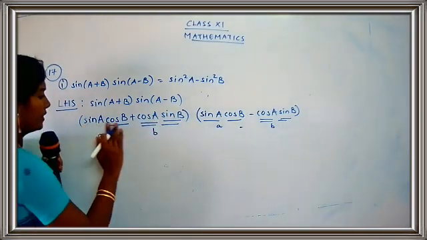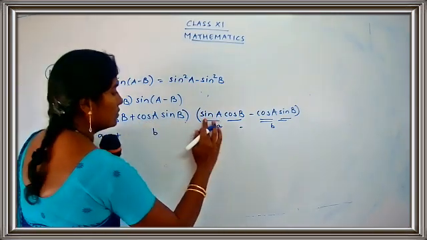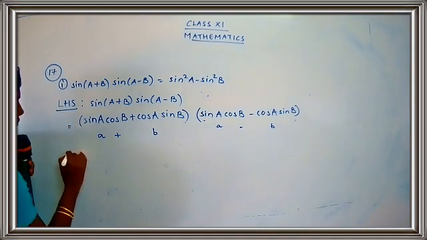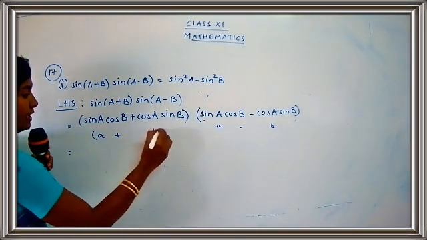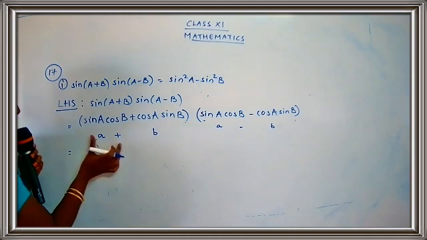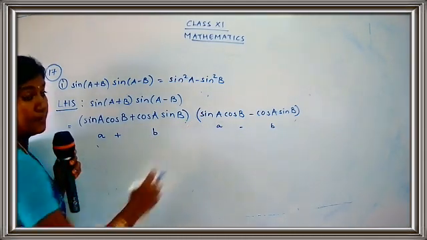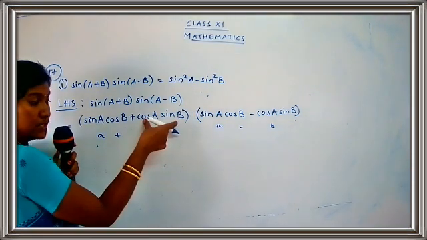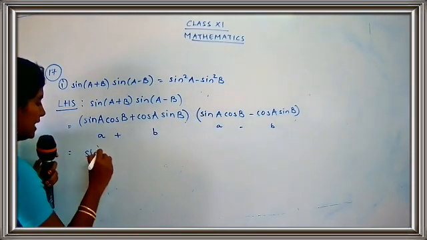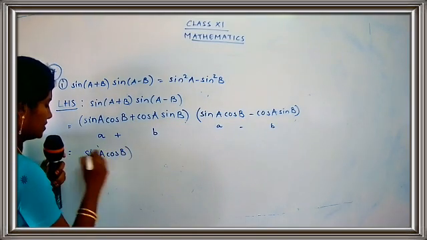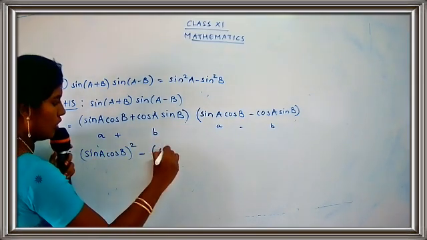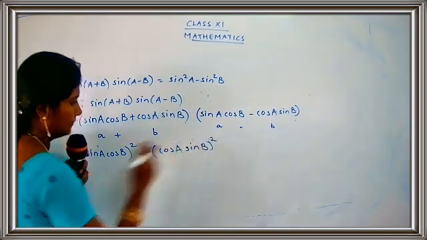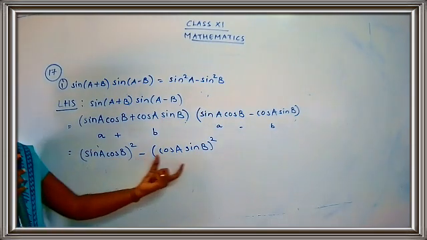Now, write down here. So this will be equal to (A plus B) into (A minus B), which gives you A square minus B square. You can write this with a pencil. So put here sin A cos B square minus cos A sin B, A square minus B square.